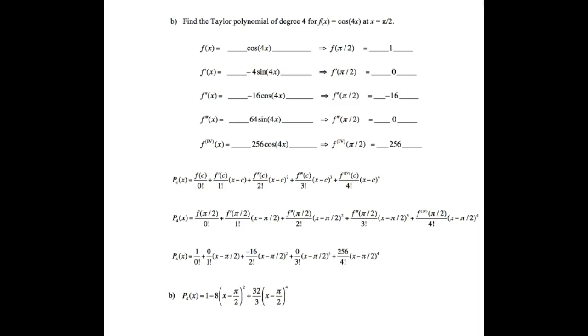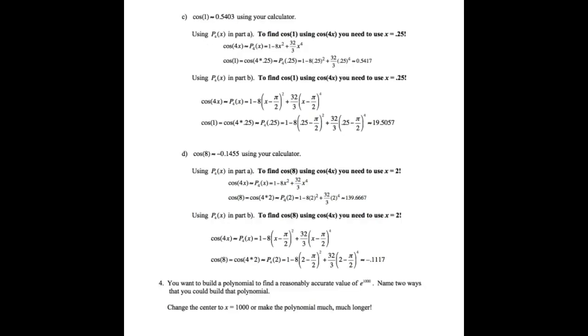Finally simplifying, we have 1 minus 8 x minus pi over 2 quantity squared plus 32 over 3 x minus pi over 2 quantity to the fourth. Now let's look at the accuracy. Part C. We're going to take a look at the cosine of 1. Make sure your calculator's in radians, and you get 0.5403.